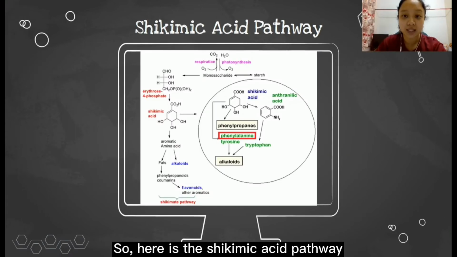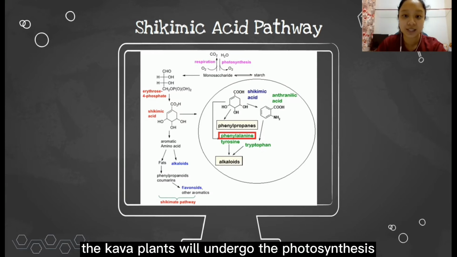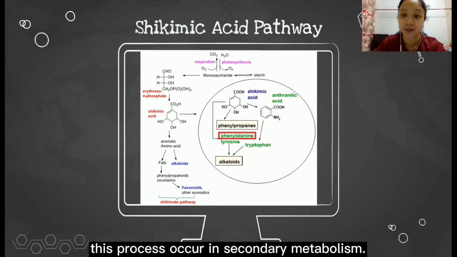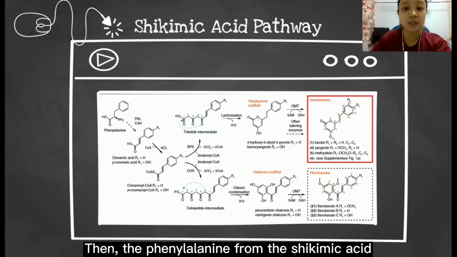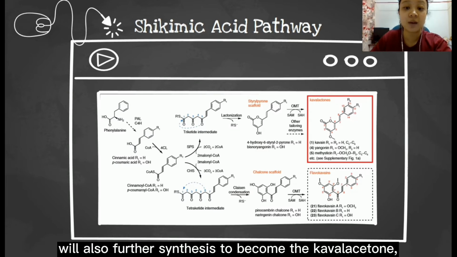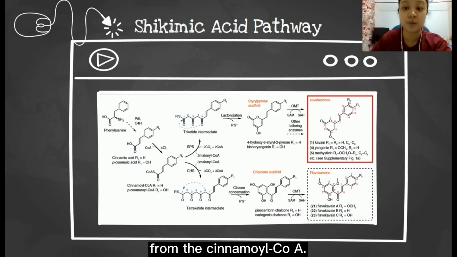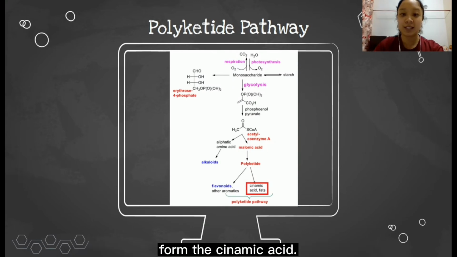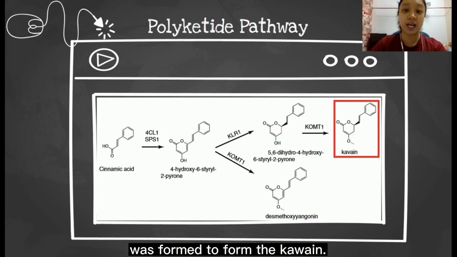So here is the shikimic acid pathway. The kava plants will undergo photosynthesis and produce shikimic acid as a secondary metabolite after primary metabolism. So bear in mind this process occurs in secondary metabolism. Then the phenylalanine from the shikimic acid will further be synthesized to become the kavalactone known as kawain from the cinnamoyl CoA. And for the polyketide pathway, the secondary metabolite polyketide will form the cinnamic acids. And from the cinnamic acid, an intermediate was formed to form the kawain.